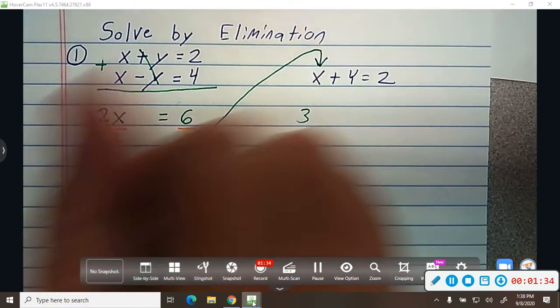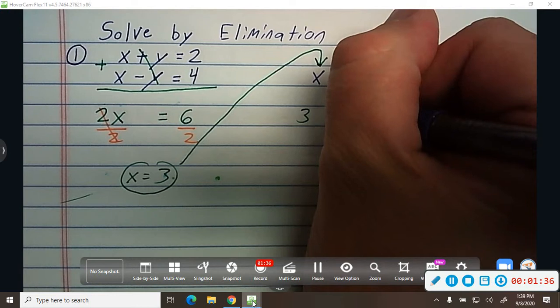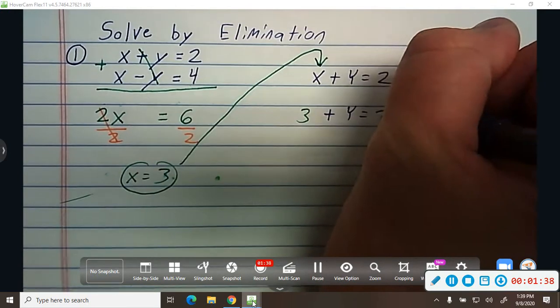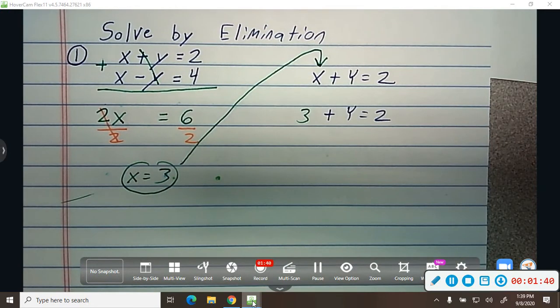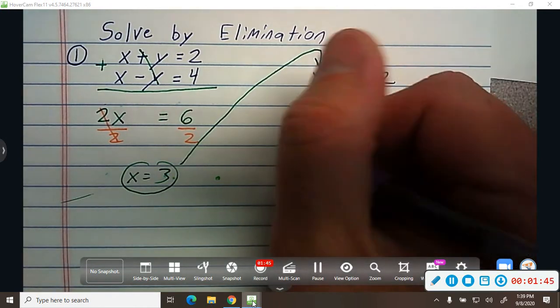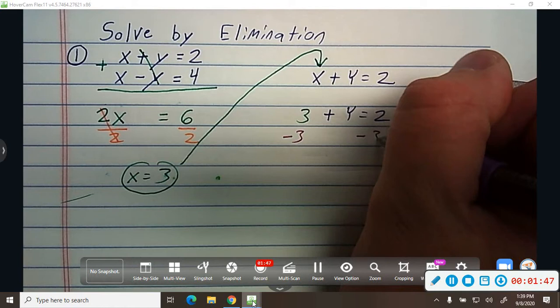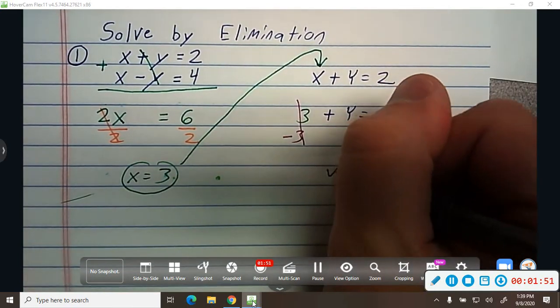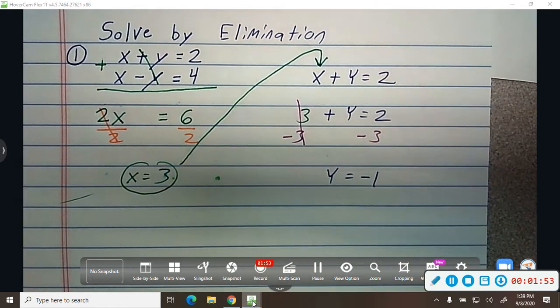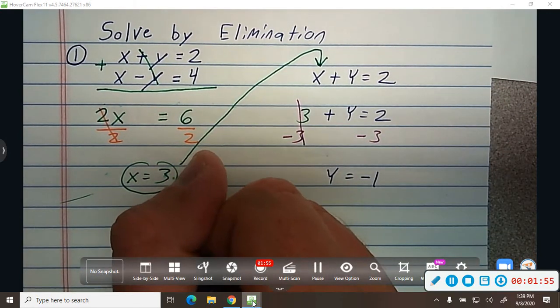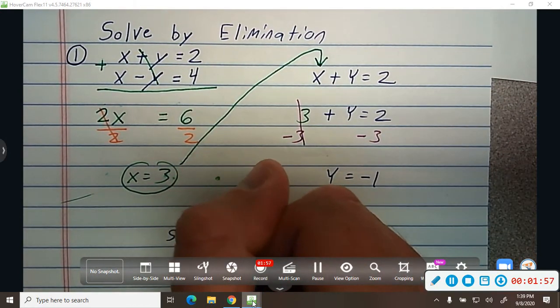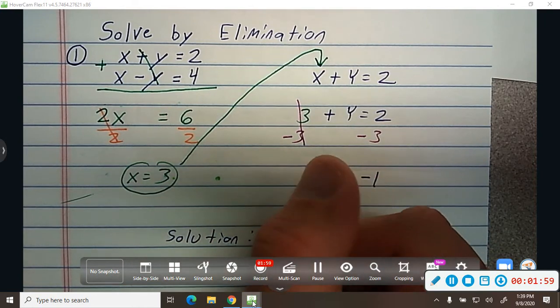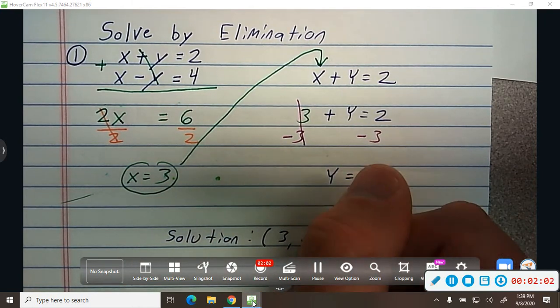So 3 plus what is 2? Well, that's hard to think about. But what if I subtract 3 from both sides? And I get y is 2 minus 3, negative 1. And I would write down my solution. X comma y would be 3, negative 1.